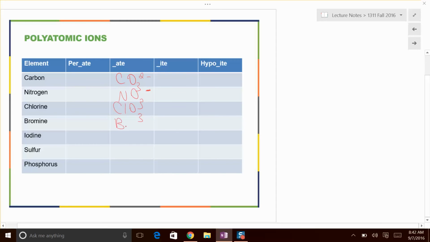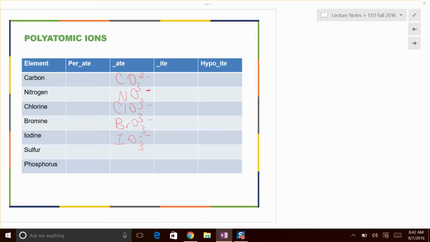BrO3, IO3. Chlorate, bromate, iodate. Those borders right here, they all have a -1 charge. -1, -1, -1. Carbonate is the only one in the border that doesn't have a -1, it has -2.